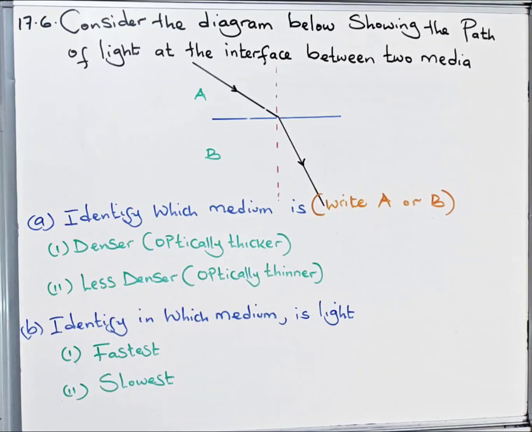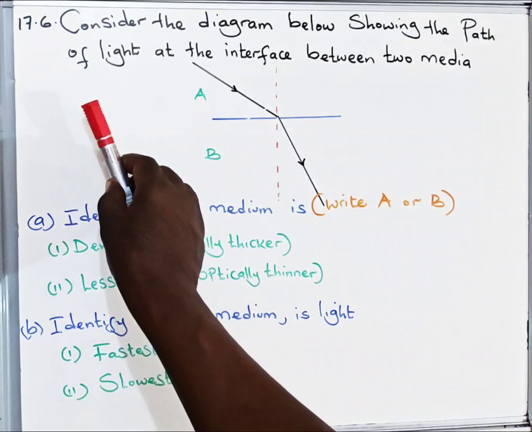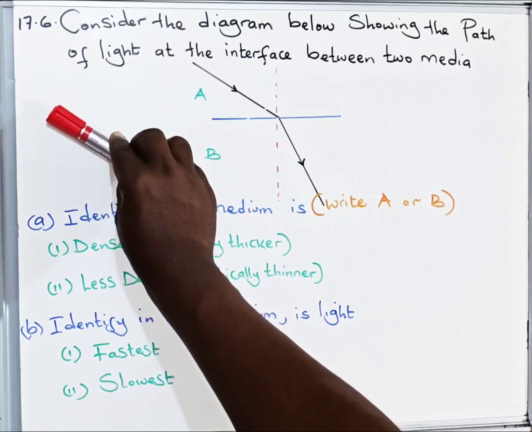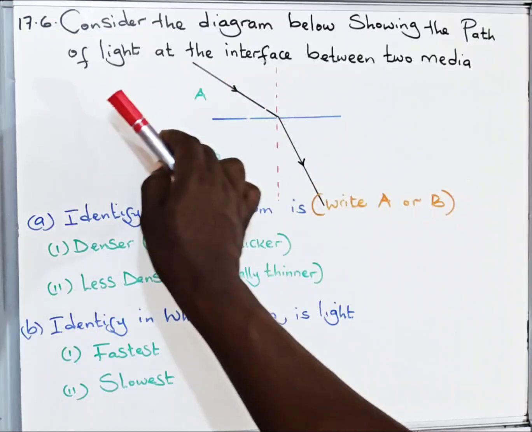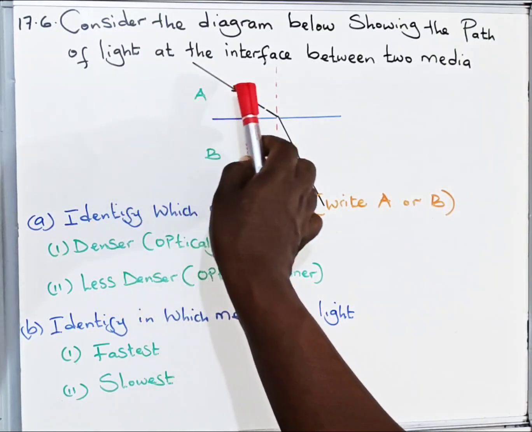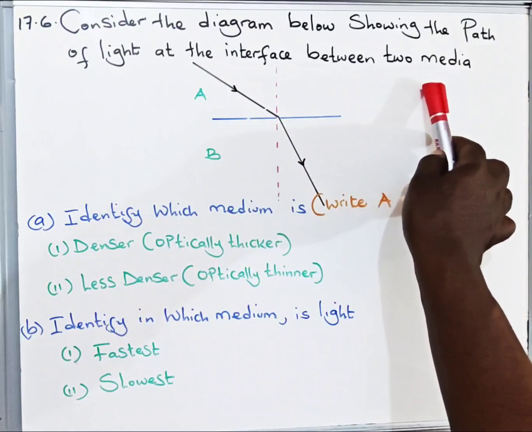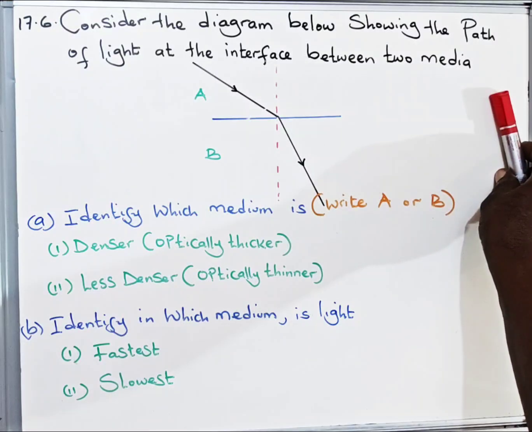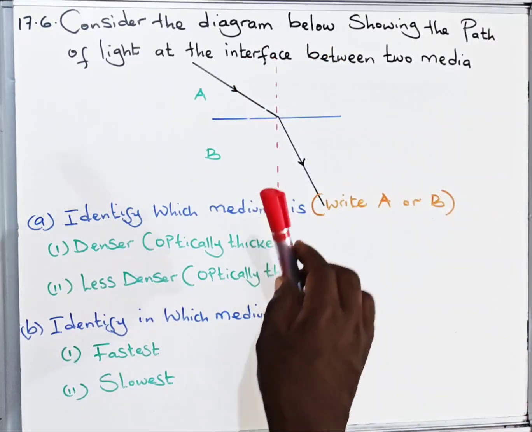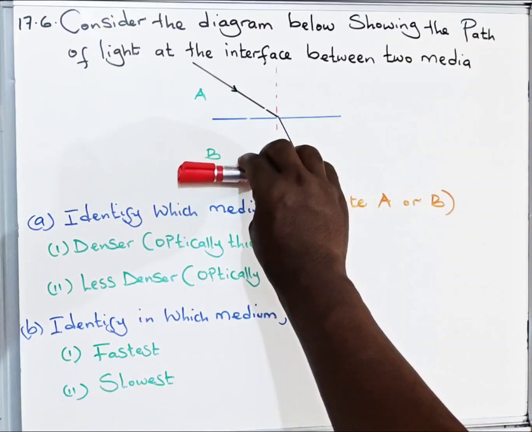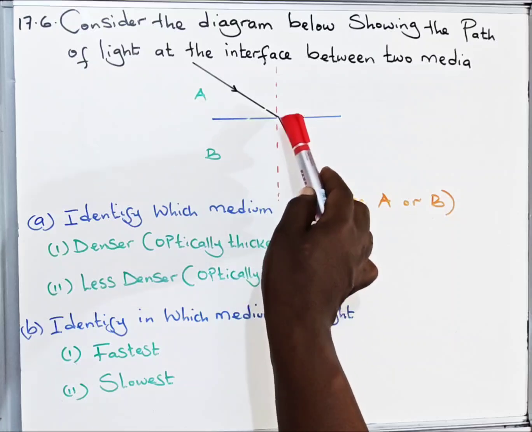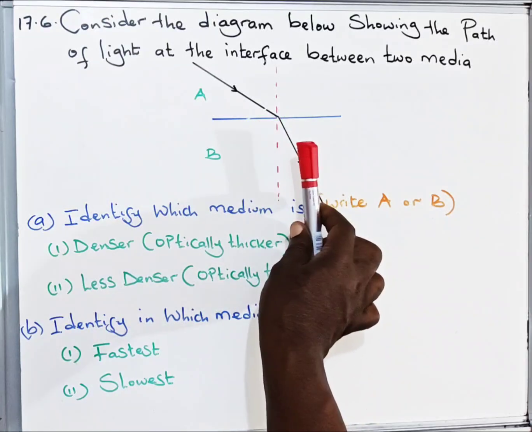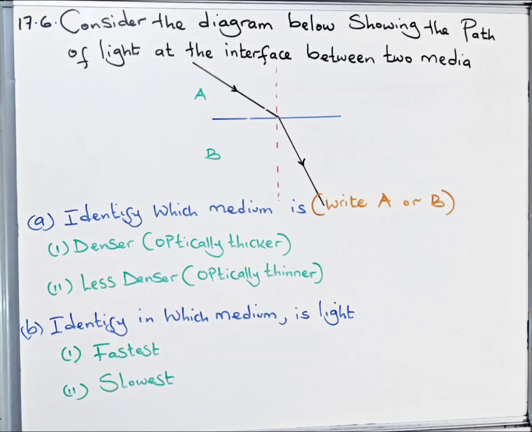Then we come to this question. It says, consider the diagram below showing the path of light at the interface between two media. This is the diagram we are having. We are having media A and media B, and we are seeing light coming in. At the interface, it bends, which we call refraction. So light is refracted at the interface here.